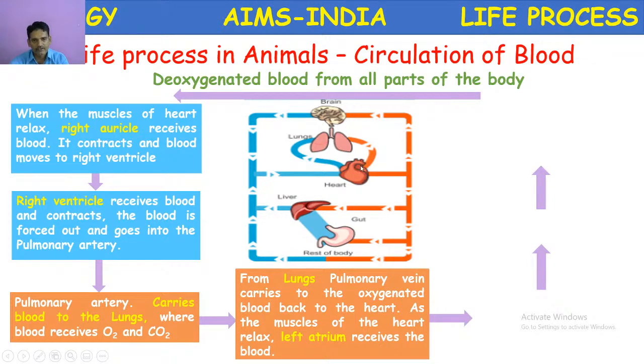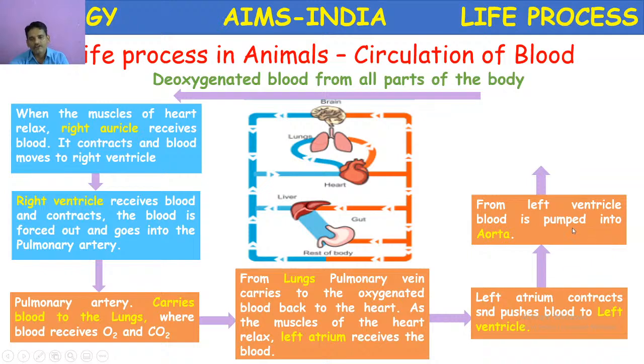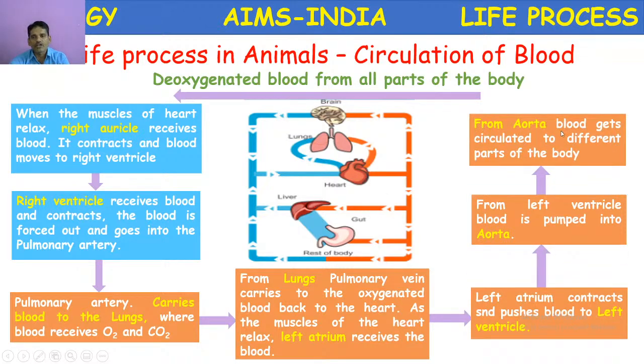So like this, come back. Next, when left auricle contracts, that oxygenated blood enters into left ventricle. Again, when left ventricle contracts, the oxygenated blood is pumped into aorta. So this is the aorta, which carries blood or distributes blood to different organs of the body. From aorta, the blood gets circulated to different parts of the body.